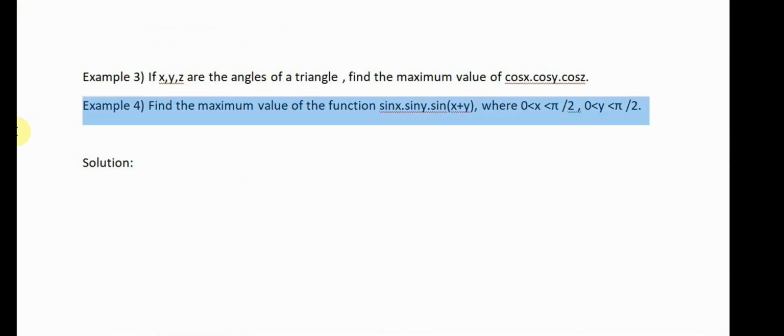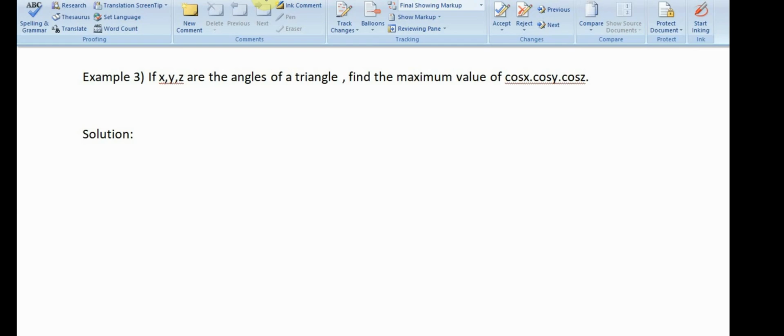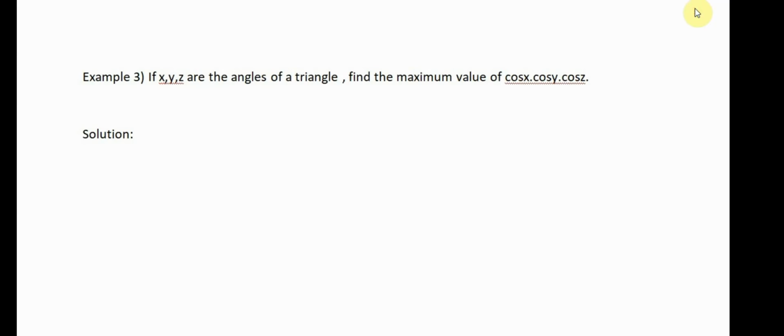So first we will take angles x, y, z, angles of a triangle. Find the maximum value of cos x into cos y into cos z.